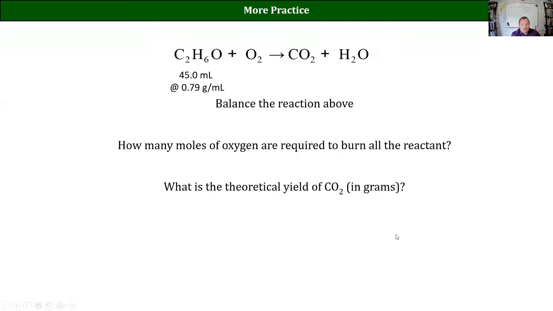All right, so things can get a little bit more complicated, but only in the sense that occasionally you have to go through extra conversions to get to moles. Once you get to moles, everything's the same every time. It's just a matter of paying attention to, is something being used up or produced? If I give you something like, so this is ethanol, drinking alcohol.